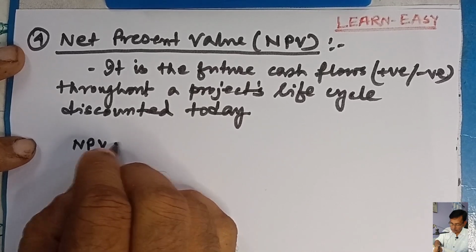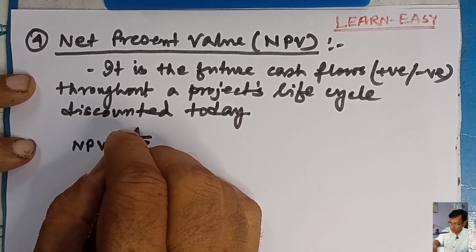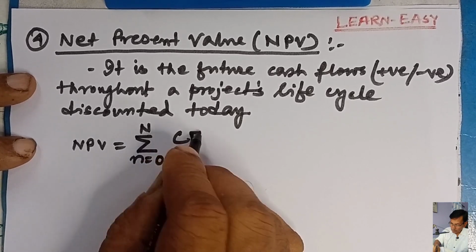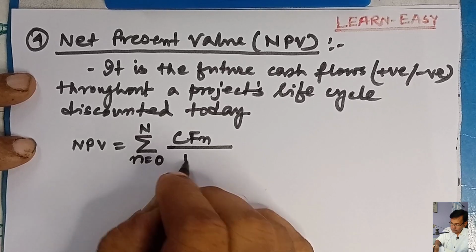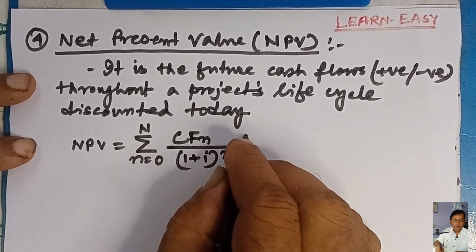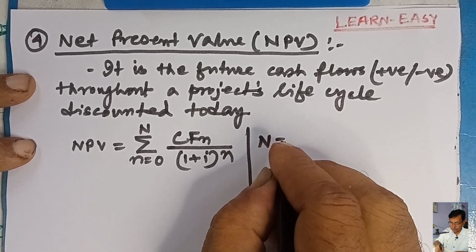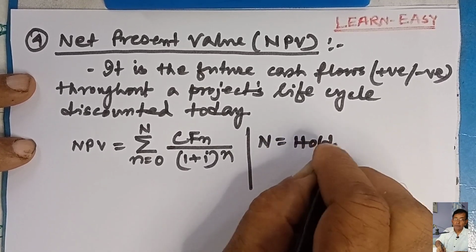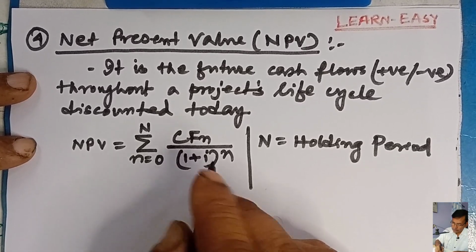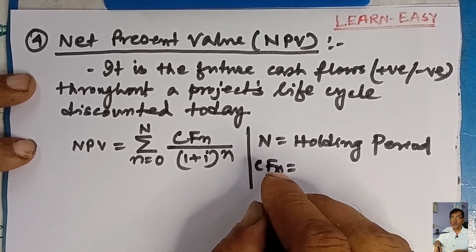NPV, net present value, is equal to the summation of CFn divided by (1 plus i) to the power n. Here capital N is holding period. CFn is net cash inflow or outflow during a single period n.